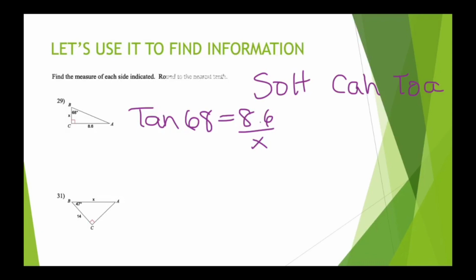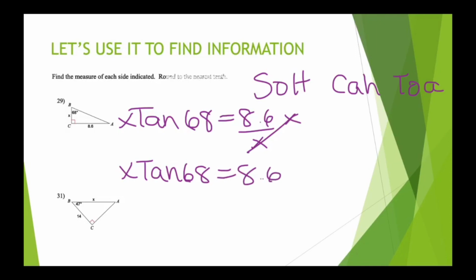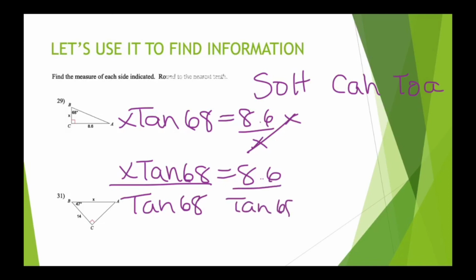We need to multiply both sides by x. We'll have x tangent 68 equals 8.6. We're going to divide by tangent 68. So in our calculator, we will be typing in 8.6 divided by tangent 68. Pause this, work it out in your calculator, and come back. When I did it on my calculator, I got 3.5 because I only needed one decimal place, the tenth.